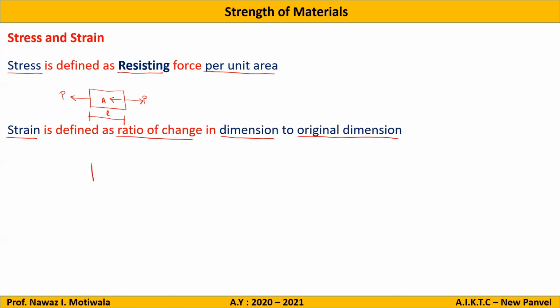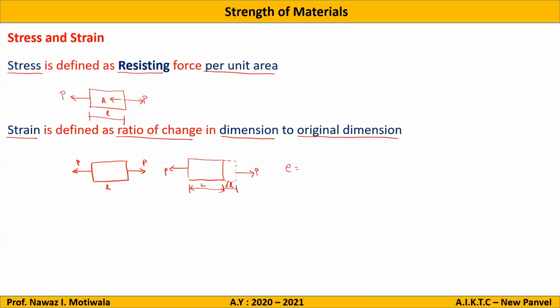Again, let me consider an example. Let us say there is a bar of length L subjected to some load P. Now, because of this load P, this bar will try to extend like this. Let us say it is extended up to this length, where this extension is, let us say, delta L. So because of the application of load, the bar has extended by the quantity delta L. Now if I apply the strain relation, strain is denoted by e.